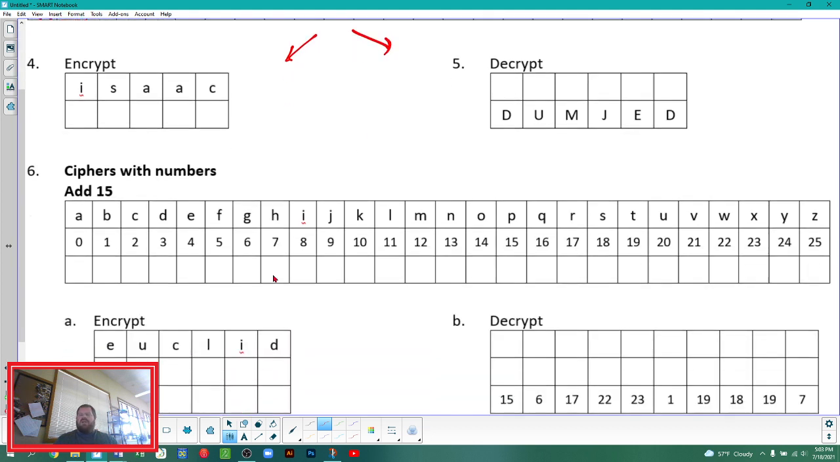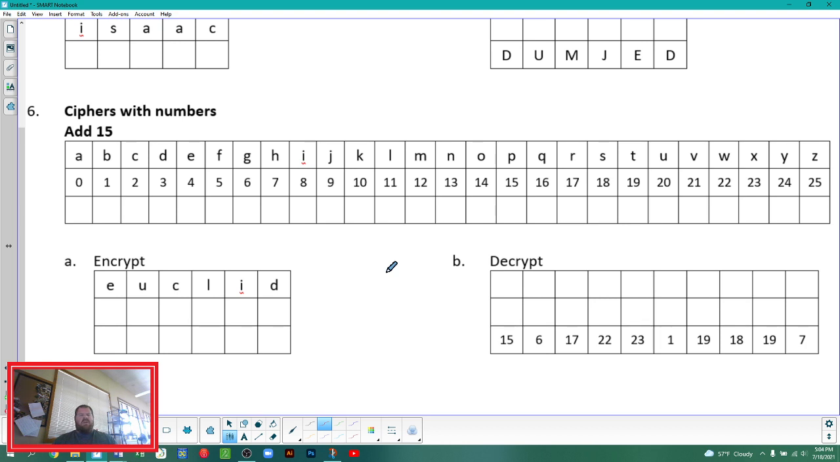And then down below, we're talking about ciphers with numbers. I'm going to talk through these before I give you a chance to pause and try it. Of course, you could do that if you wanted to, but we're going to go ahead and look at these. So ciphers with numbers are slightly different, and I want you to think about how they're different from Caesar ciphers. I'm telling you to add 15 to every one of the predetermined A through Z numbers, 0 through 25. I want you to add 15 to each one of those to come up with our new sort of shifted alphabet. Okay, then use that for A and B down below.